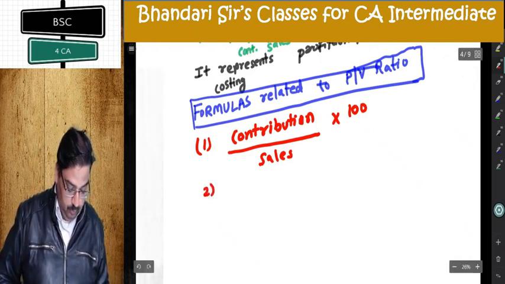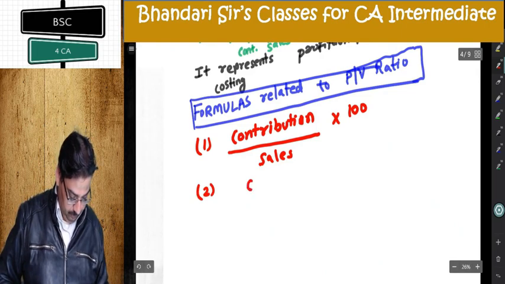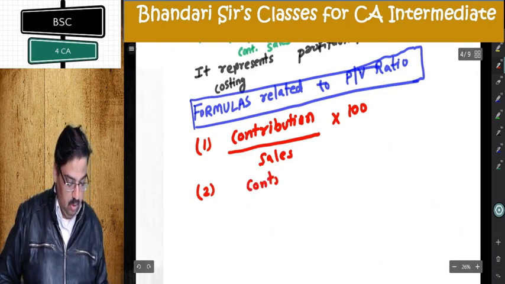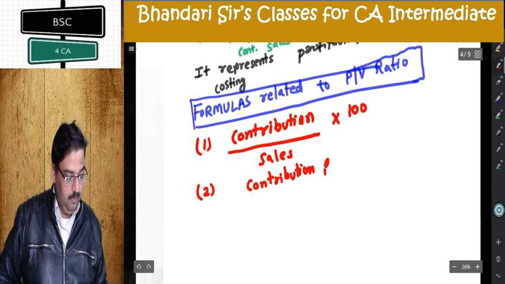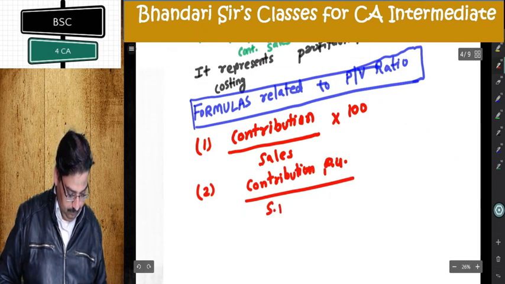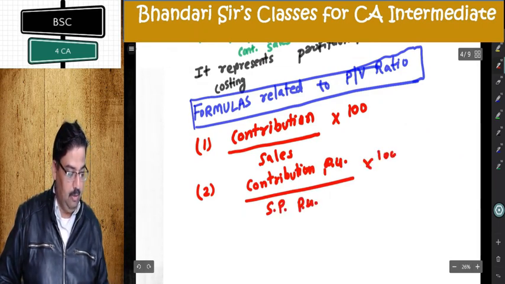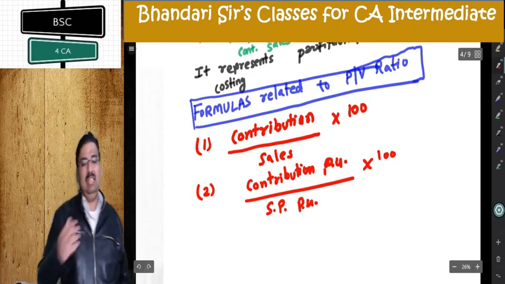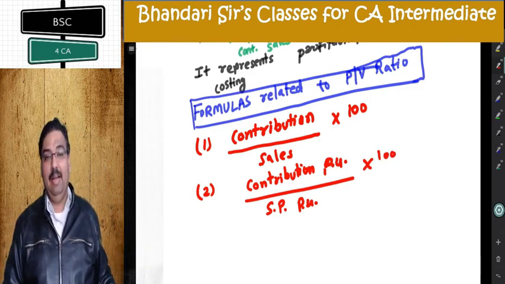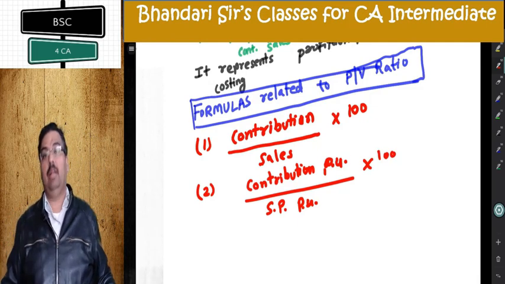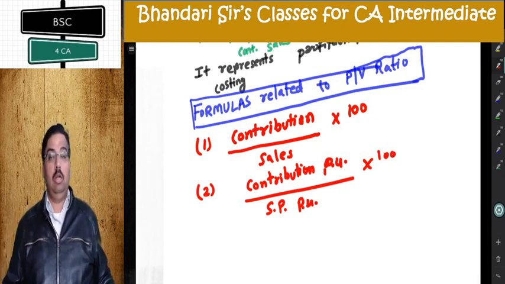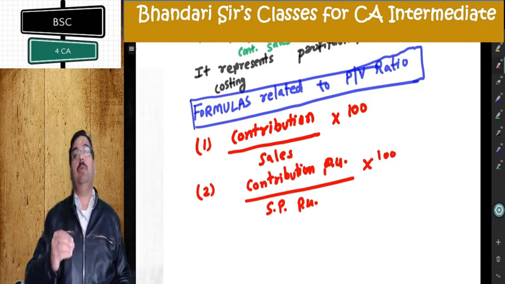Number two, very simple. Contribution per unit divided by selling price per unit into 100. It is nothing. The first formula has been divided in numerator as well as denominator by units. Contribution per unit divided by selling price per unit into 100.